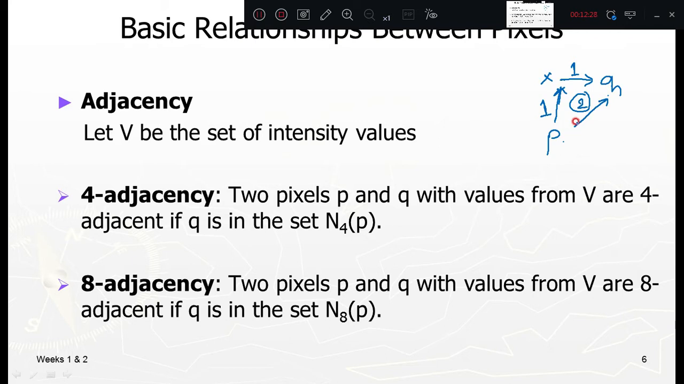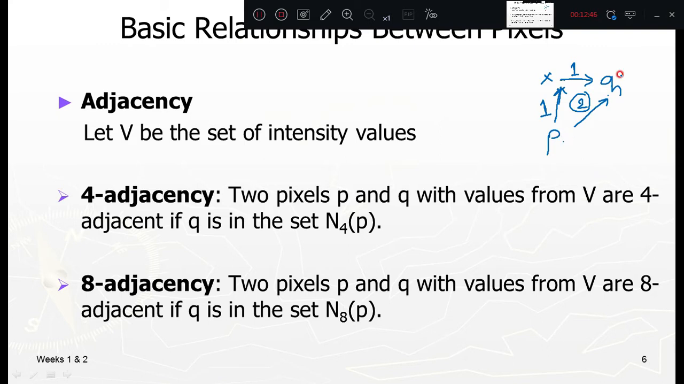Because in the 4 adjacency you can't move diagonally. You have to always go vertically and horizontally. Now let us move on to the 8 adjacency. 8 adjacency is nothing but that you can also move diagonally.